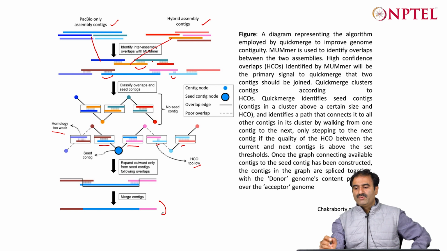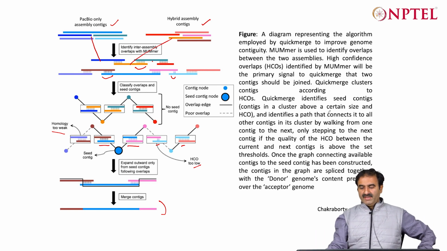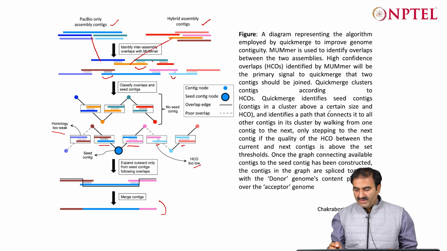So QuickMerge identifies seed contigs in a cluster above a certain size and threshold. So size also matters here. They should have long as well as short contigs from the long and short read assembly, but above a particular threshold. It is not that all the small and unimportant, not so significant aligned regions, or poor HCO regions will be connected together. Then it will try to connect all those to build the complete genome.